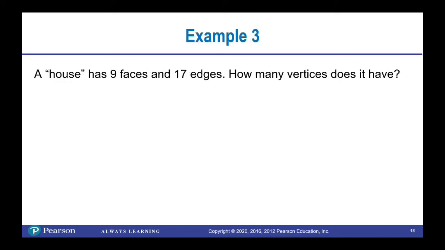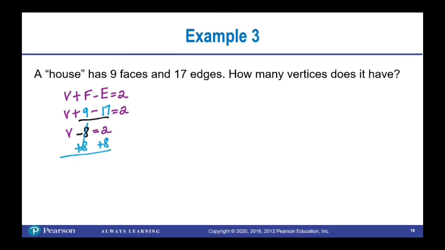Look at our next example. A house has 9 faces and 17 edges. How many vertices does it have? Again, we use Euler's formula. V plus F minus E equals 2. We are looking for V this time. There are 9 faces and 17 edges. 9 minus 17 is -8. Add the 8 to both sides to solve for V, and we get that there are 10 vertices.